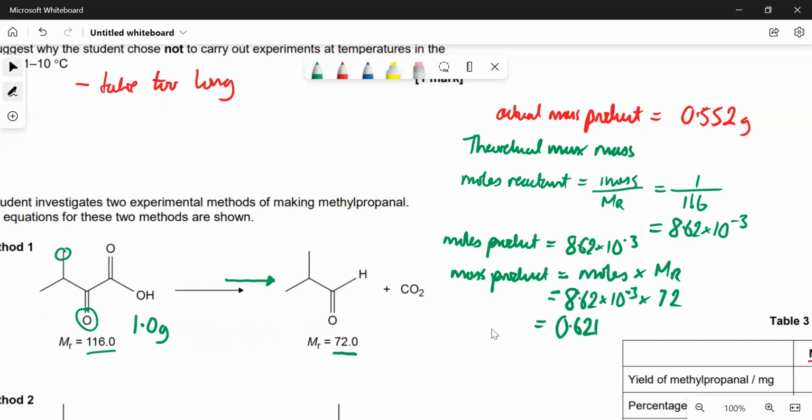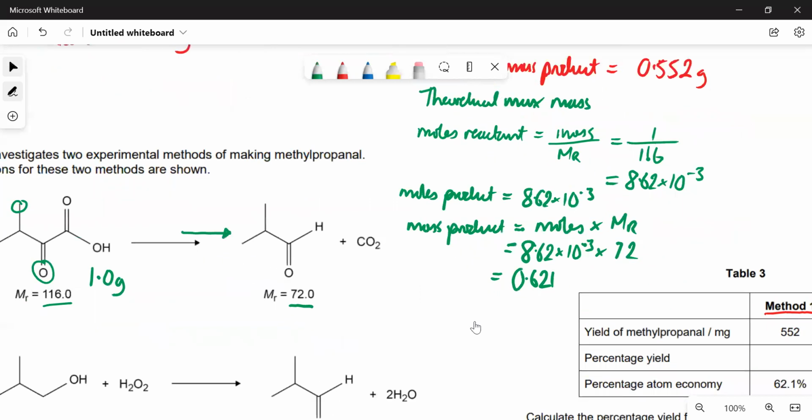Okay, now we need to do the percentage yield. Running out of space a bit, but the percentage yield is going to be the actual mass, which is 0.552 grams, divided by the theoretical mass, 0.621, multiplied by 100. That gives us a value of 88.9%.